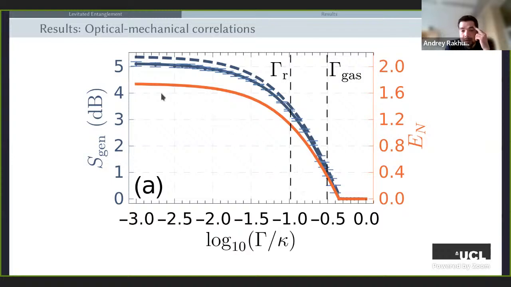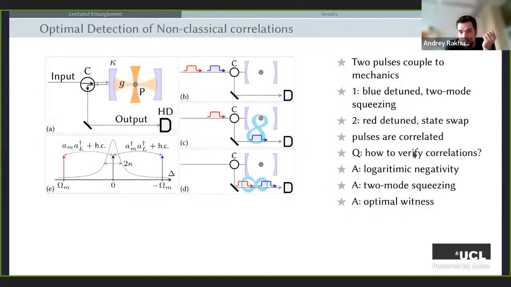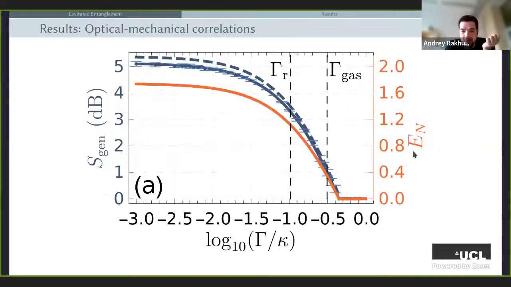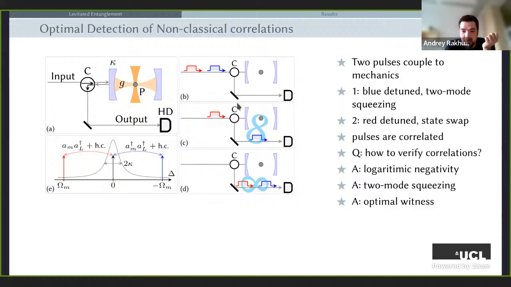So what we can see from this figure is really that our witness manages to capture the same non-classical correlations as the logarithmic negativity does. Okay. Yes, this plot is for this stage where only the first pump pulse entered the cavity. So what was after the generation stage, right?